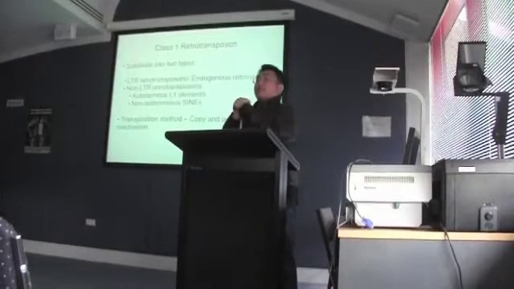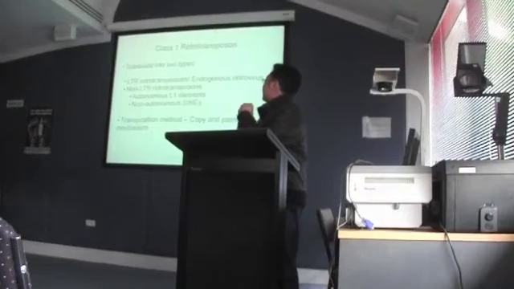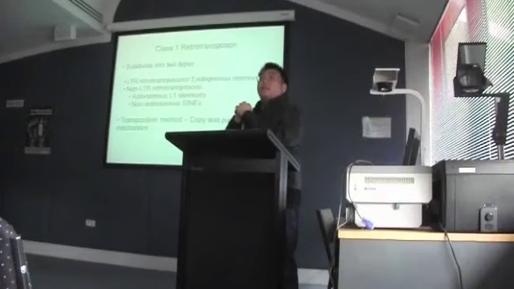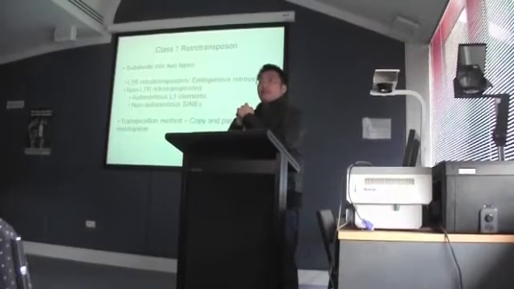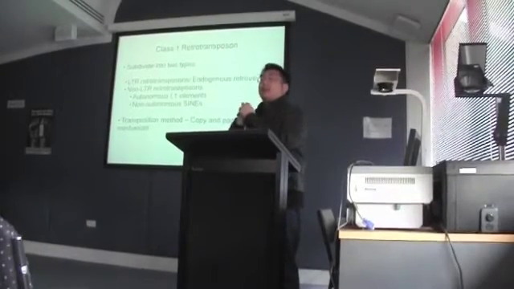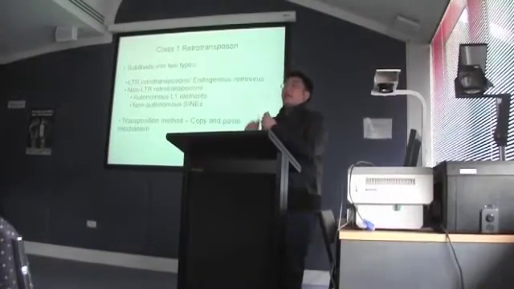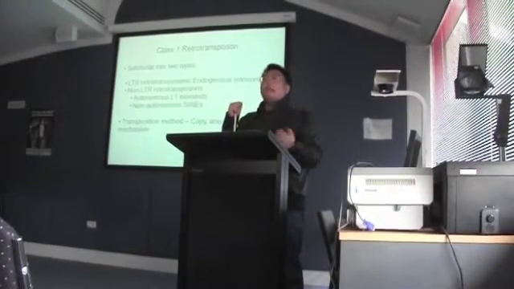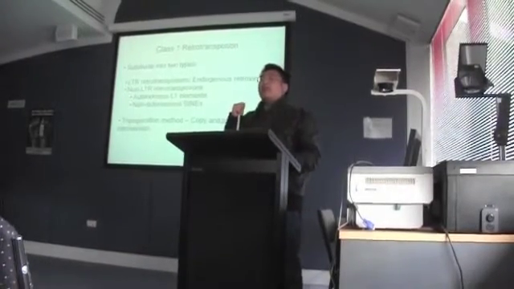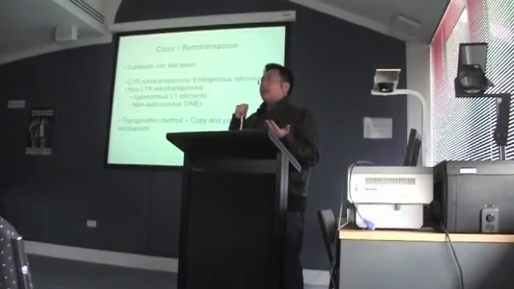The class 1 retrotransposons can be divided into two major types. The first type is the LTR retrotransposons and the endogenous retroviruses. The second type is the non-LTR retrotransposons, which can be further subdivided into the autonomous L1 element and non-autonomous SINEs. Although the LTR and non-LTR retrotransposons have different structure and mobility, they share one characteristic: they are replicated through their RNA copies by the copy and paste mechanism.